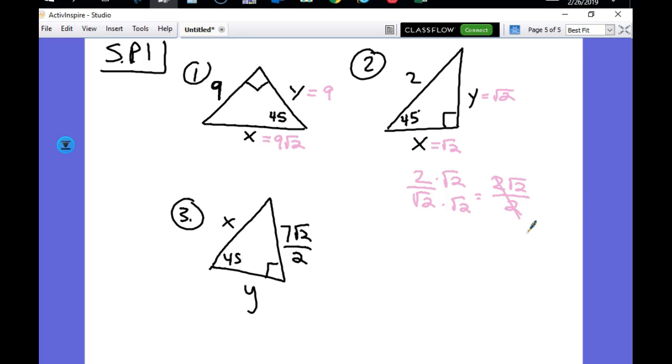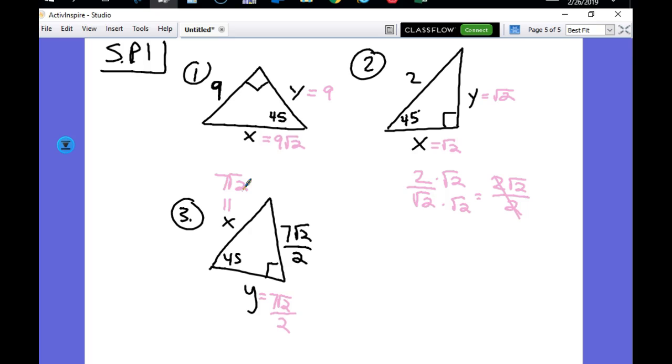Najib, what did you get for y? 7 square root of 2 over 2. Good. And Cameron's not with us, so let's skedaddle on to Sydney. What did you get for x? I got 7 square root of 2.